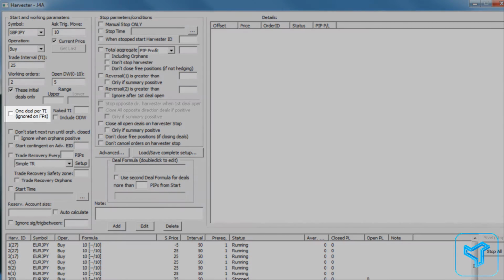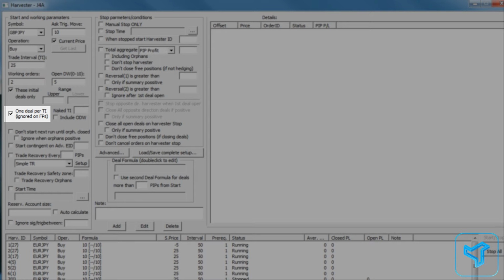If we select 1 deal per trade interval, we're telling the platform not to open any trades within 25 pips of one another on the restart of the harvester, excluding trades that are protected. In the manual deals tutorial, remember we talked about protecting our trades. So again, what we're saying when we say a trade is not protected is that the trade has not reached a point of profit at which a trailing stop is triggered.